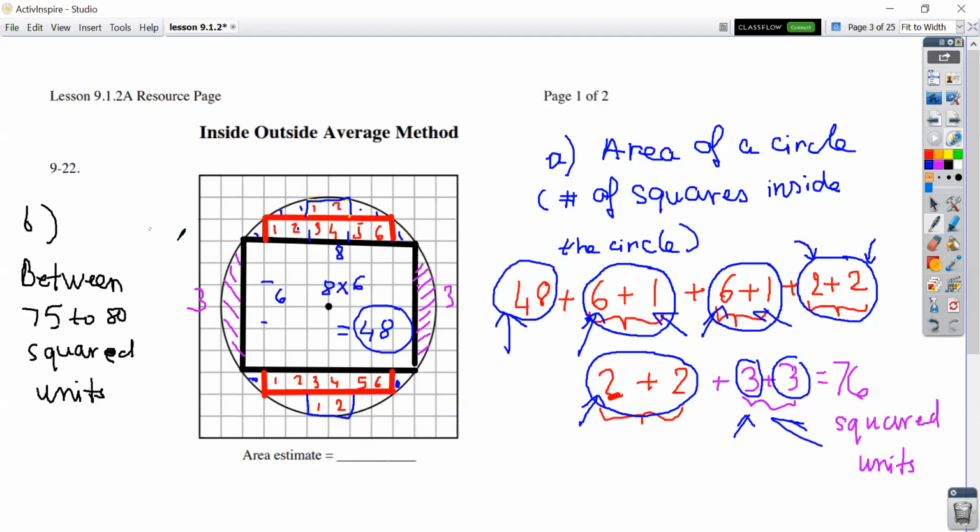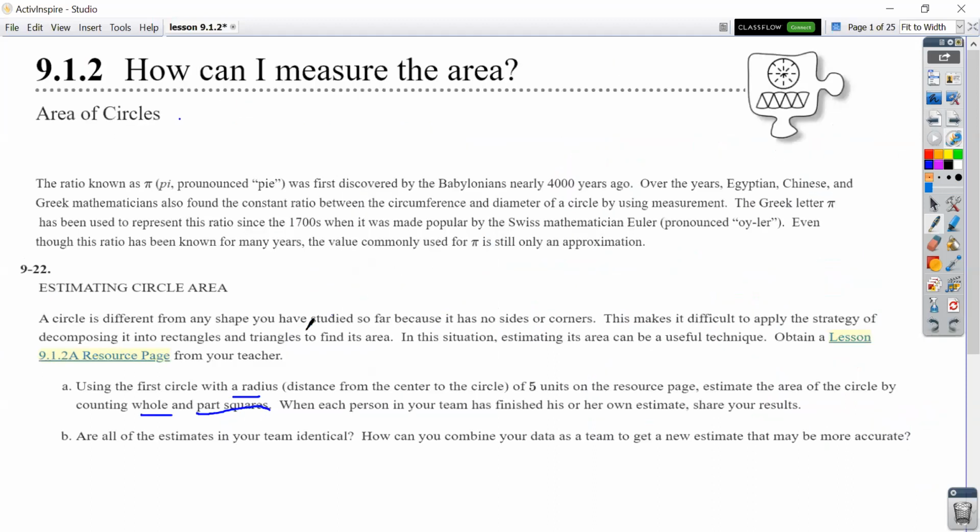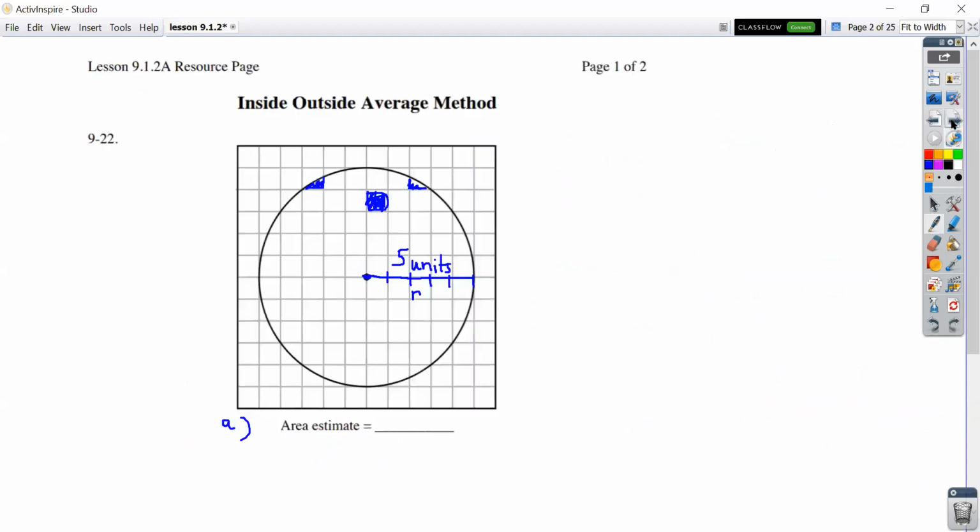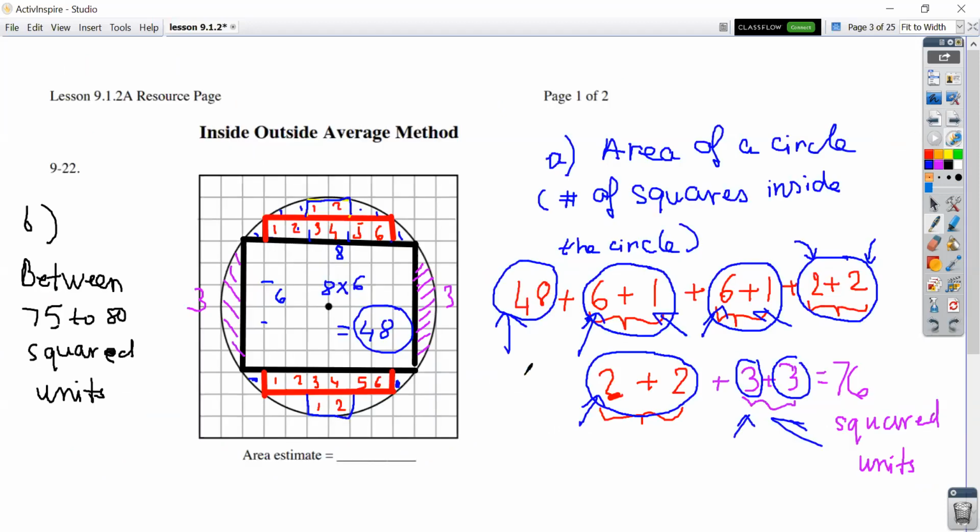So you can do it that way, or if you prefer, do it another way, your own way. On question B, you should get an identical estimate. We cannot tell the answer right now because we don't have any team to compare our areas with yet. However, your data should be between 75 to 80 square units.